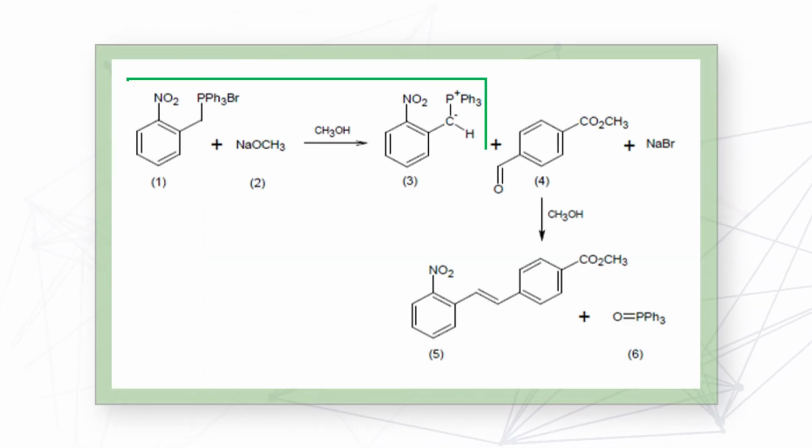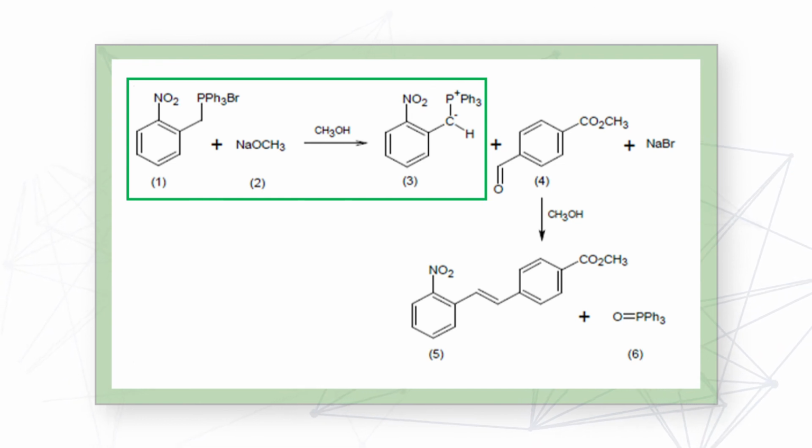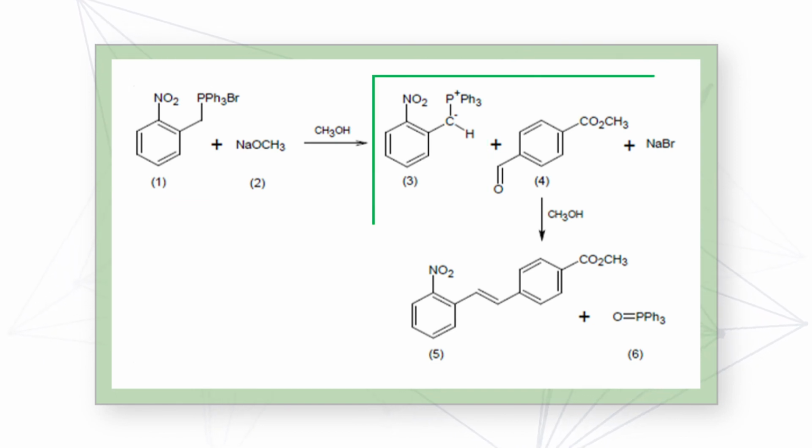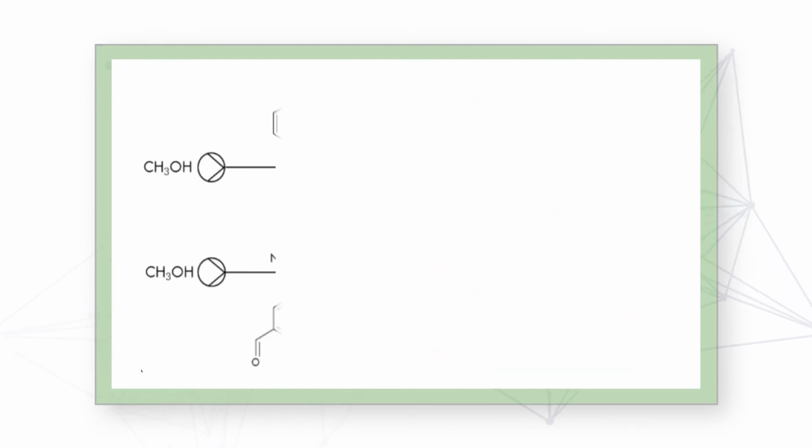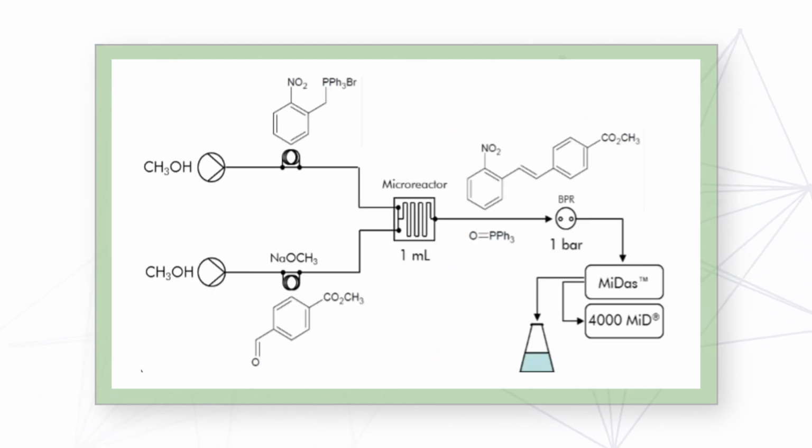The expected reaction is for nitrobenzyl triphenylphosphonium bromide to be deprotonated by sodium methoxide, generating the phosphonium ylide, an intermediate strongly coloured in pink-purple. The ylide then reacts with methyl formyl benzoate to yield the methyl benzoate and triphenylphosphine oxide as reaction products. The reaction starts after loading the reagents into the flow reactor loops.